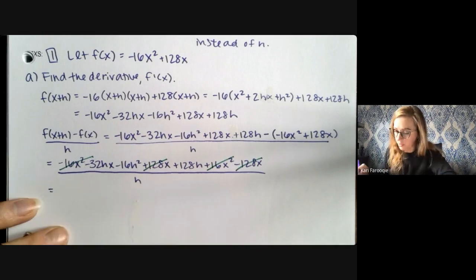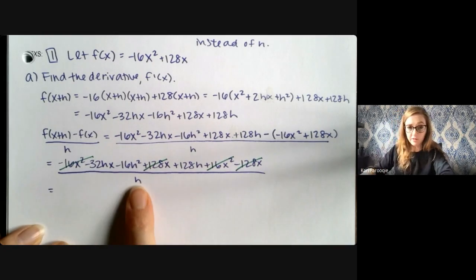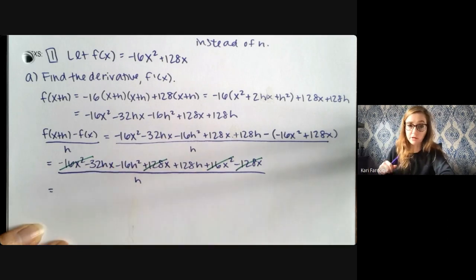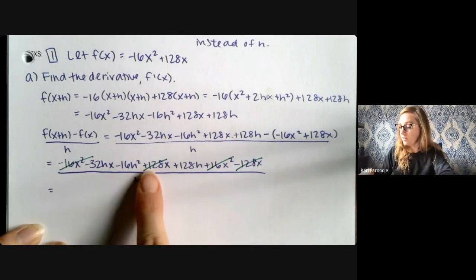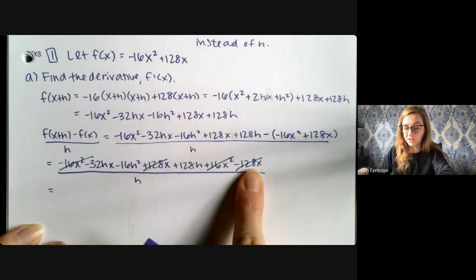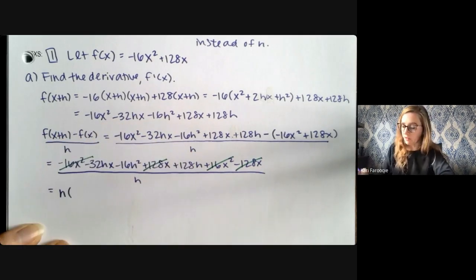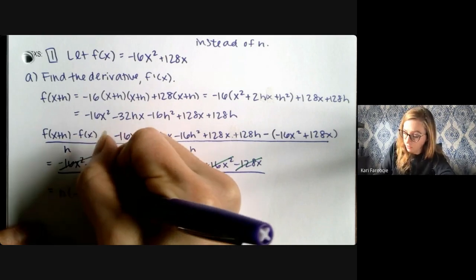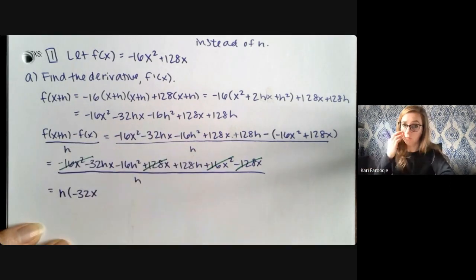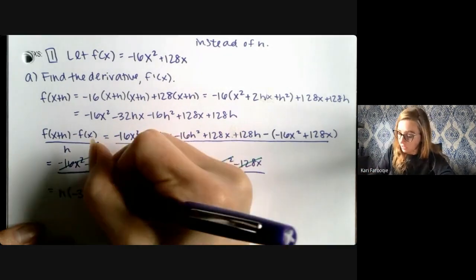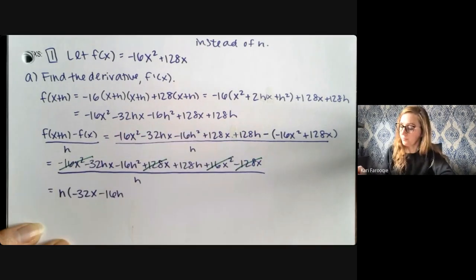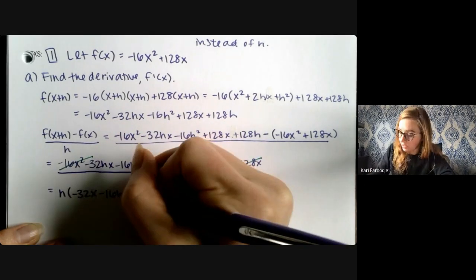Now what we end up with here is, notice that you're going to want to cancel this h out of the denominator. You can't cancel it unless you can factor it out of the numerator. So when I rewrite the numerator without these 4 terms in it, I'm going to just go ahead and factor out the h. So that leaves us with negative 32x minus 16h to the first plus 128.